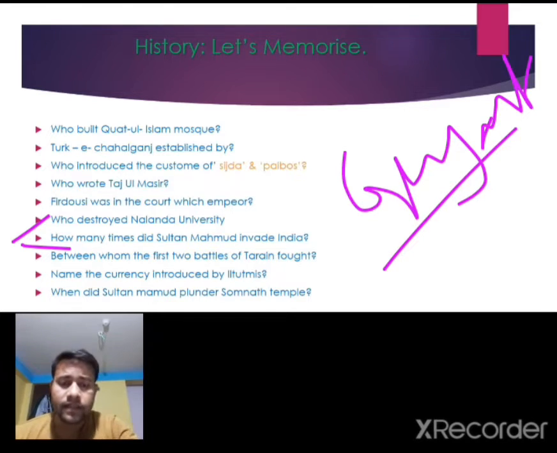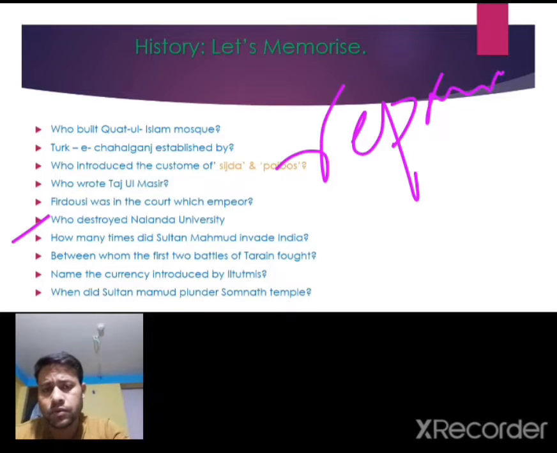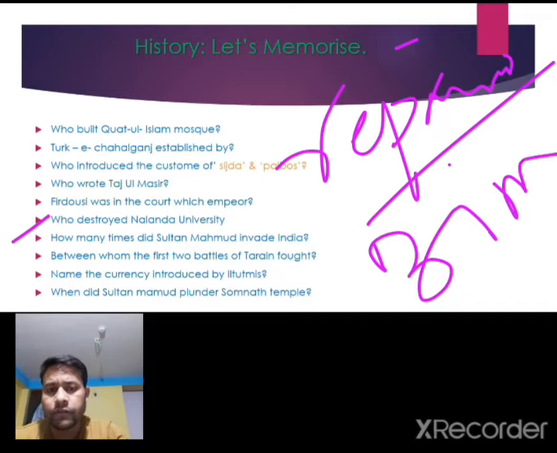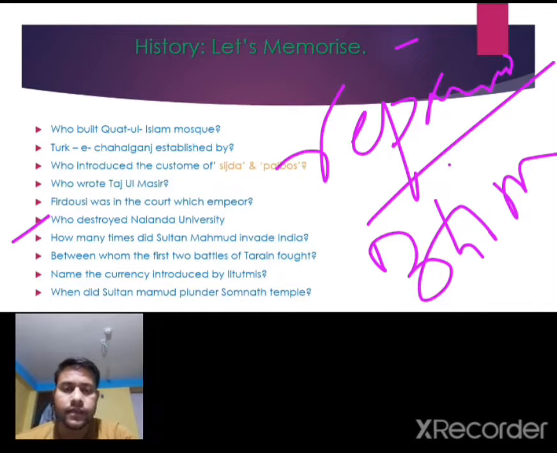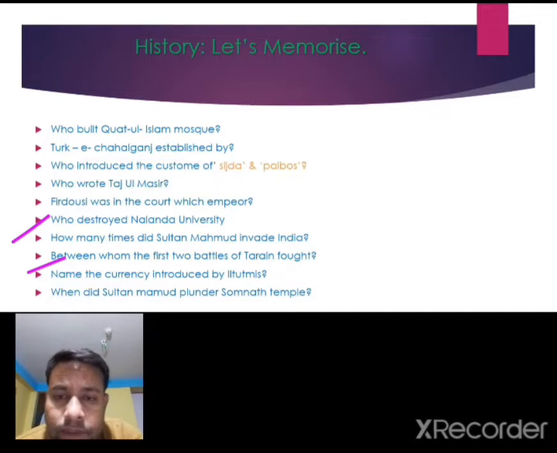Okay, but the temple was repaired by... repair kiya tha is temple ko shayad. Bhima II, Chalukya ruler tha inhone. Bhima II repaired this temple. Okay, now move on to the next. Okay, next question. Next question kya hai dekhte hai dosto. Next question is, okay, between whom did the first two battles of Tarain happen?